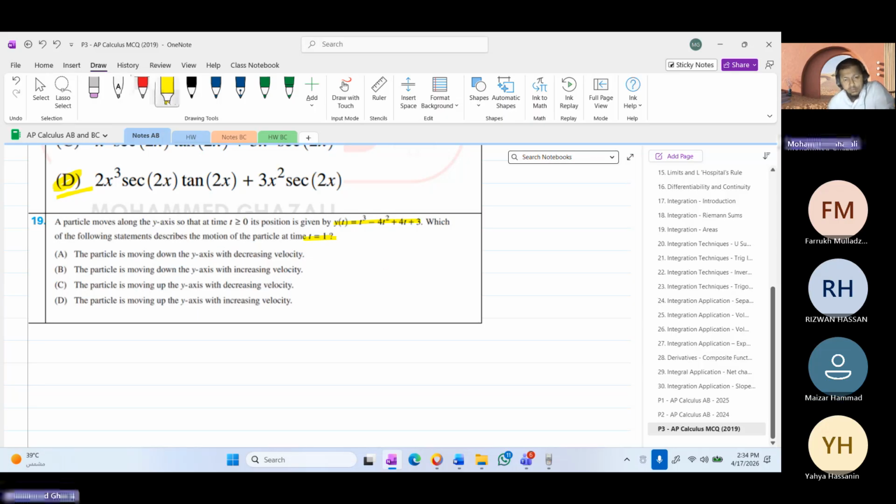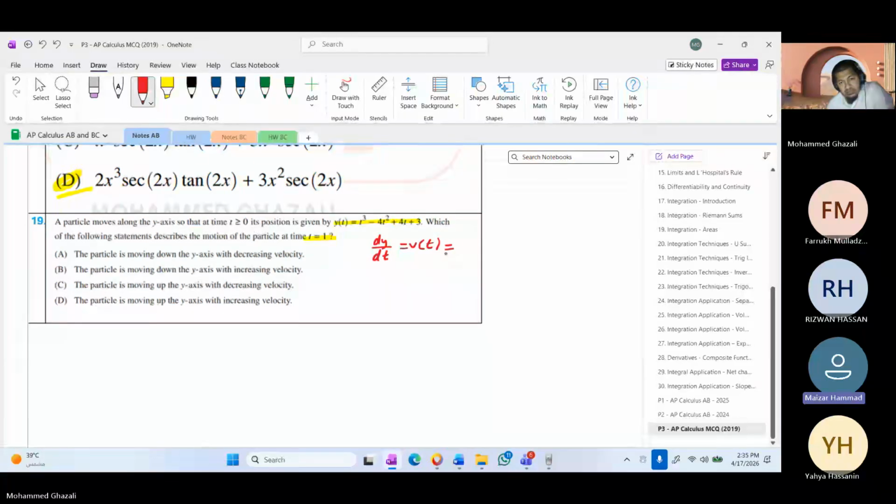What is motion? You need speed and velocity. Excellent. Velocity and acceleration, that's what you need. Good. Let's differentiate. Let's find dy/dt, which is velocity. When it says motion, they mean both velocity and acceleration, right? Yeah, because we're trying to get something now. Now what's dy/dt? 3t squared minus 8t plus 4.